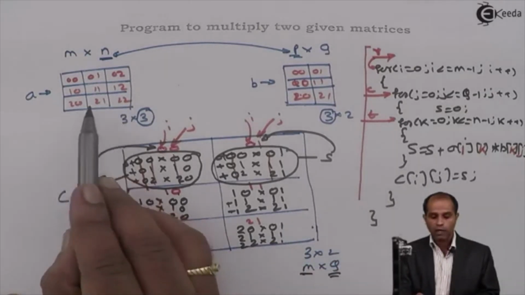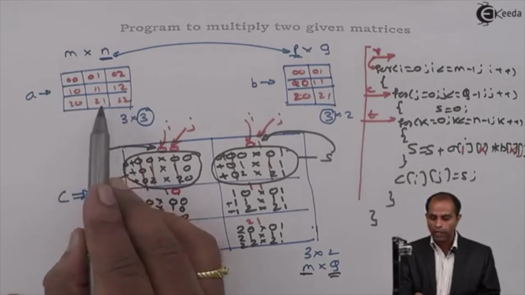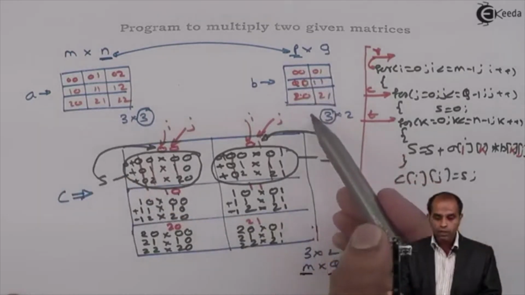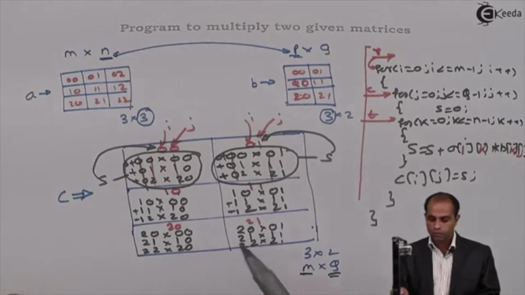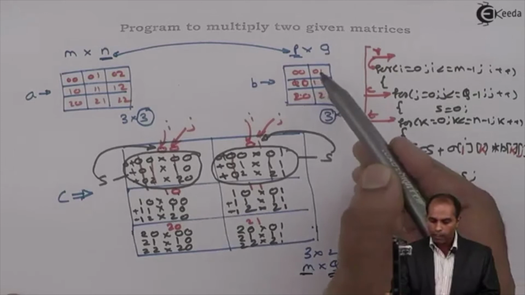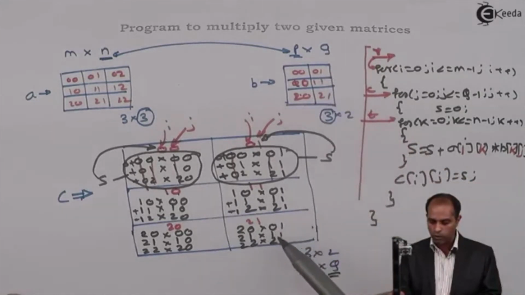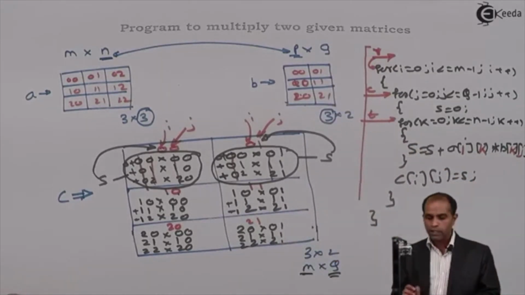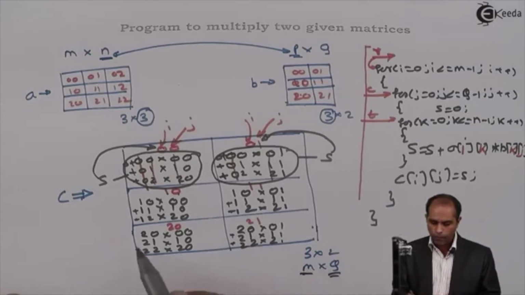2, 0, 2, 1, 2, 2 are the elements of the third row of A multiplied with the first column 0, 0, 1, 0, 2, 0. Same row, that is 2, 0, 2, 1, 2, 2 multiplied with 0, 1, 1, 1, 2, 1, 0, 1, 1, 1, 2, 1. So it means that these elements are working properly.